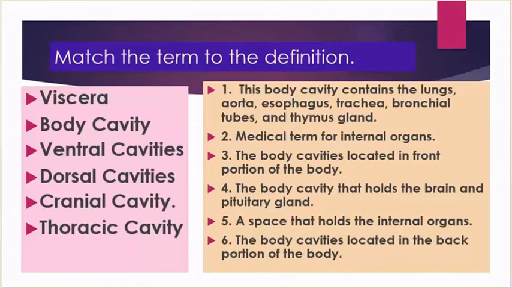Match the term to the definition. Number 1, this body cavity contains the lungs, aorta, esophagus, trachea, bronchial tubes, and thymus gland. Number 2, medical term for internal organs.